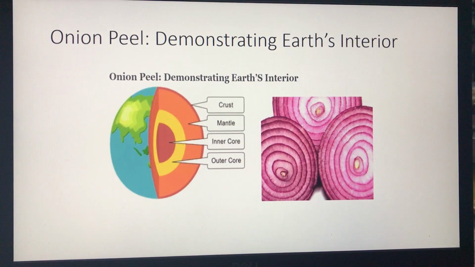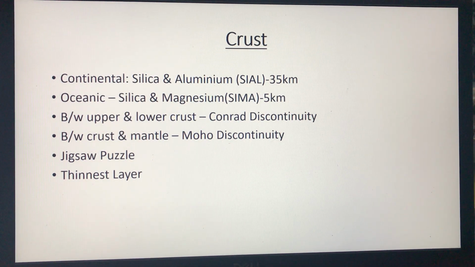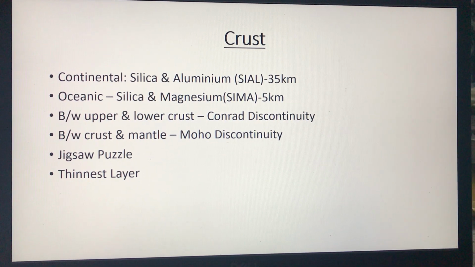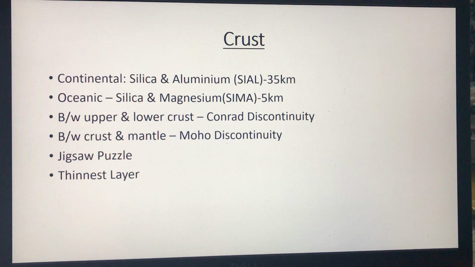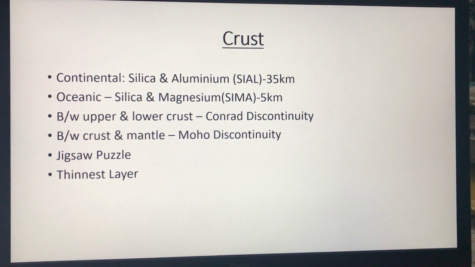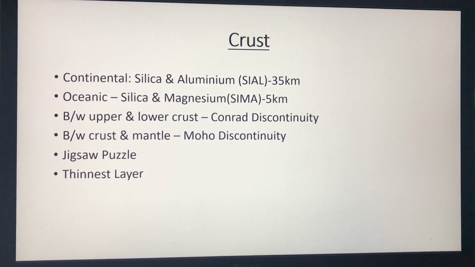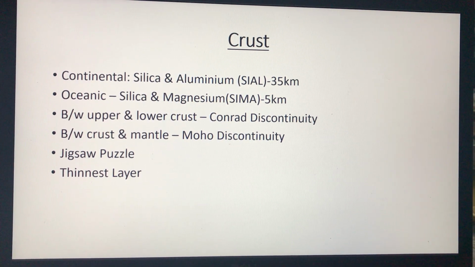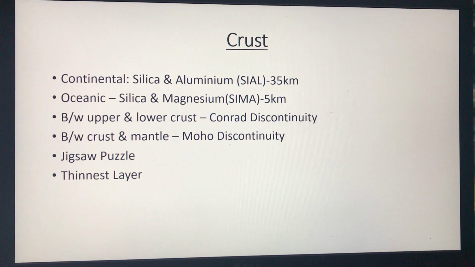Now let's first start with the crust. As I said, the crust is the outermost layer. So the outermost layer that is visible on the earth's surface, which includes the mountains, the plateaus, the plains, itself is known as the crust. Now this crust can be of two types. We can classify it as one that forms the continents or the landmass, and the other that forms the oceans.